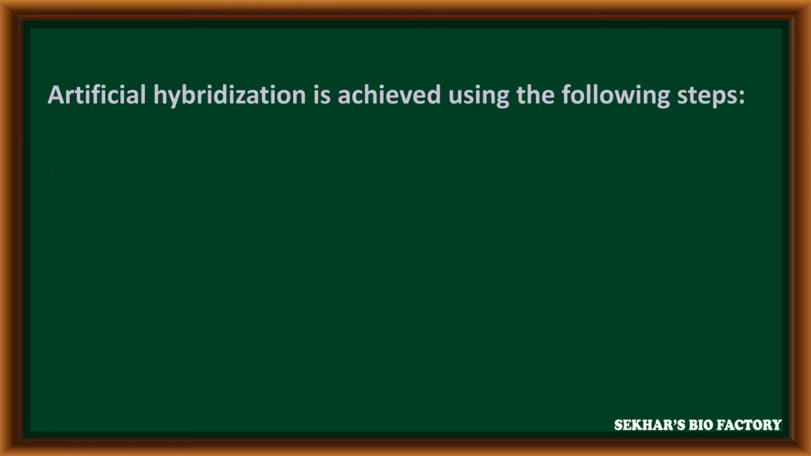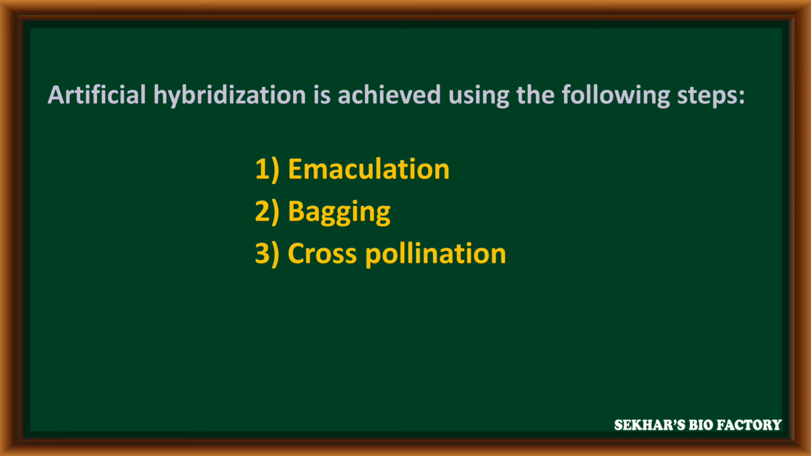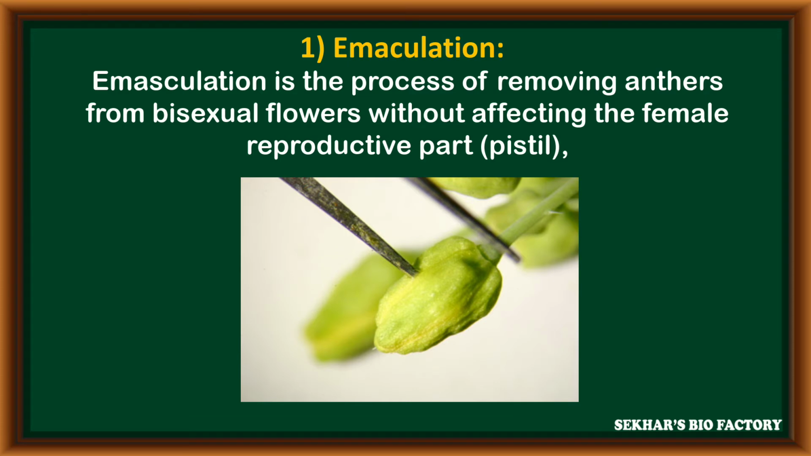Artificial hybridization is a process. Generally, it is achieved with the help of various steps. The first step is emasculation. The second step is bagging. The third step is cross-pollination. And the fourth step is rebagging. In this, the first step is emasculation.